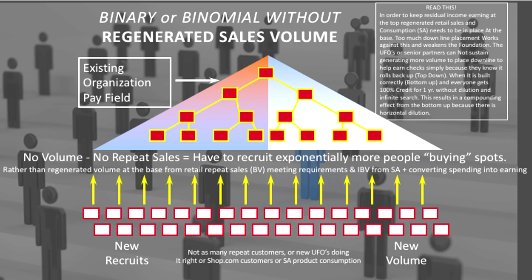So if you look at the diagram here, at the bottom we're building with new recruits and new volume. But when there's no repeat sales, you have to recruit exponentially more people at that bottom line in order to support the triangle at the top, or the organization at the top, because there is no repeat or regenerated volume. It was placed downline, or they weren't real people, or they didn't build a customer base. You don't want that. That is a formula destined to fail.